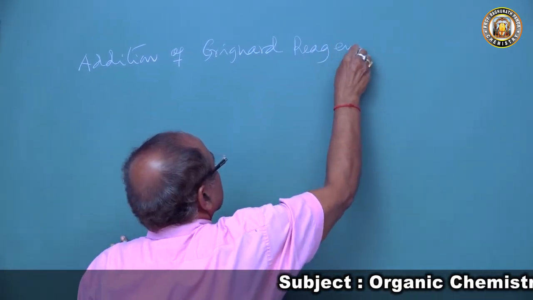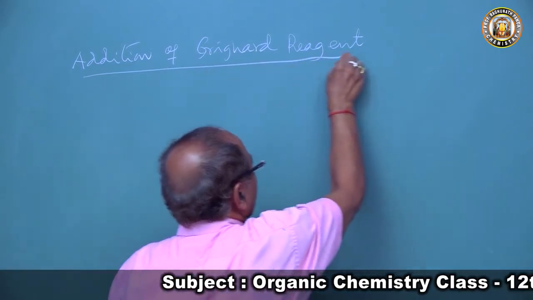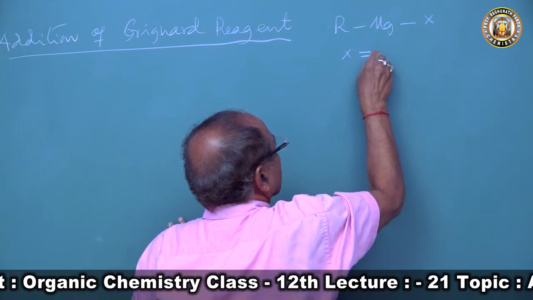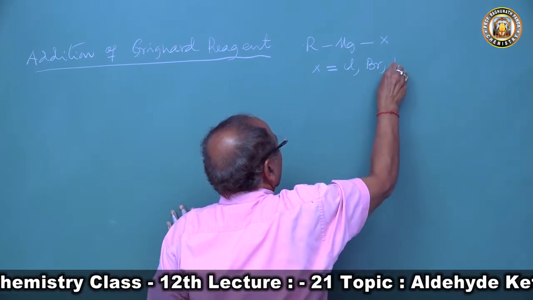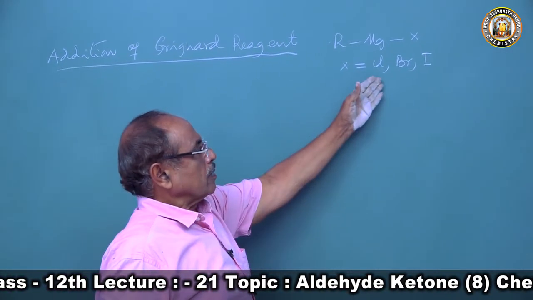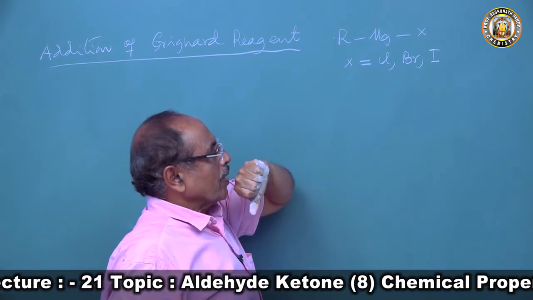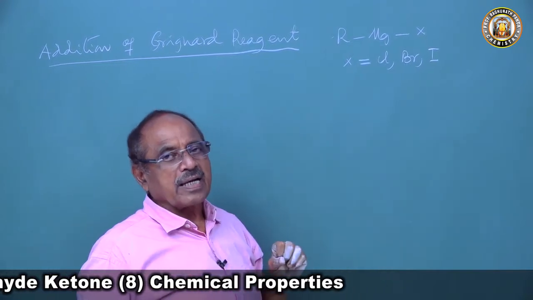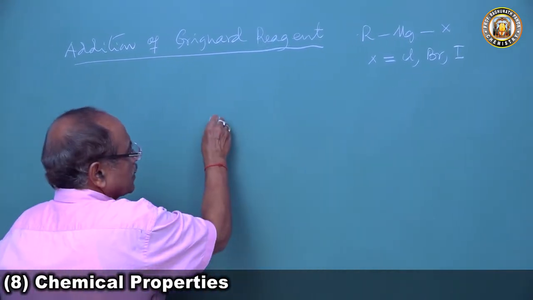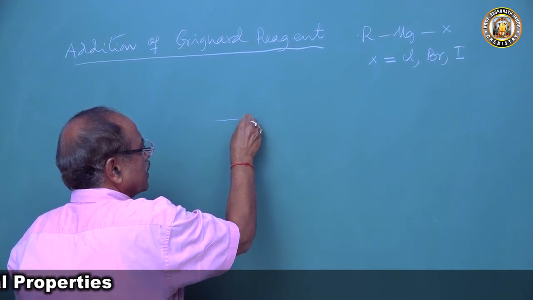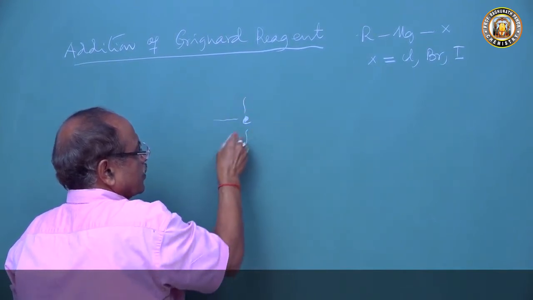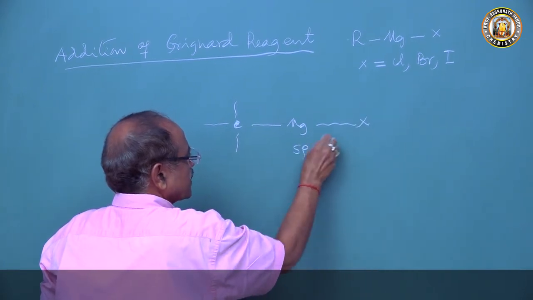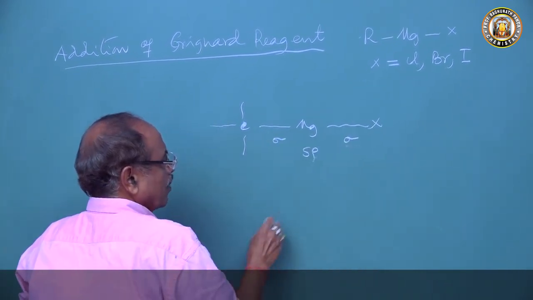So this Grignard reagent is alkyl magnesium halide, RMgX. This X can be chlorine, bromine or iodine. The magnesium atom in Grignard reagent is always in sp hybrid state. R is the carbon part, H you can take, and this is Mg and this is X. This is in sp hybrid state. This is a sigma bond. This is a sigma bond.